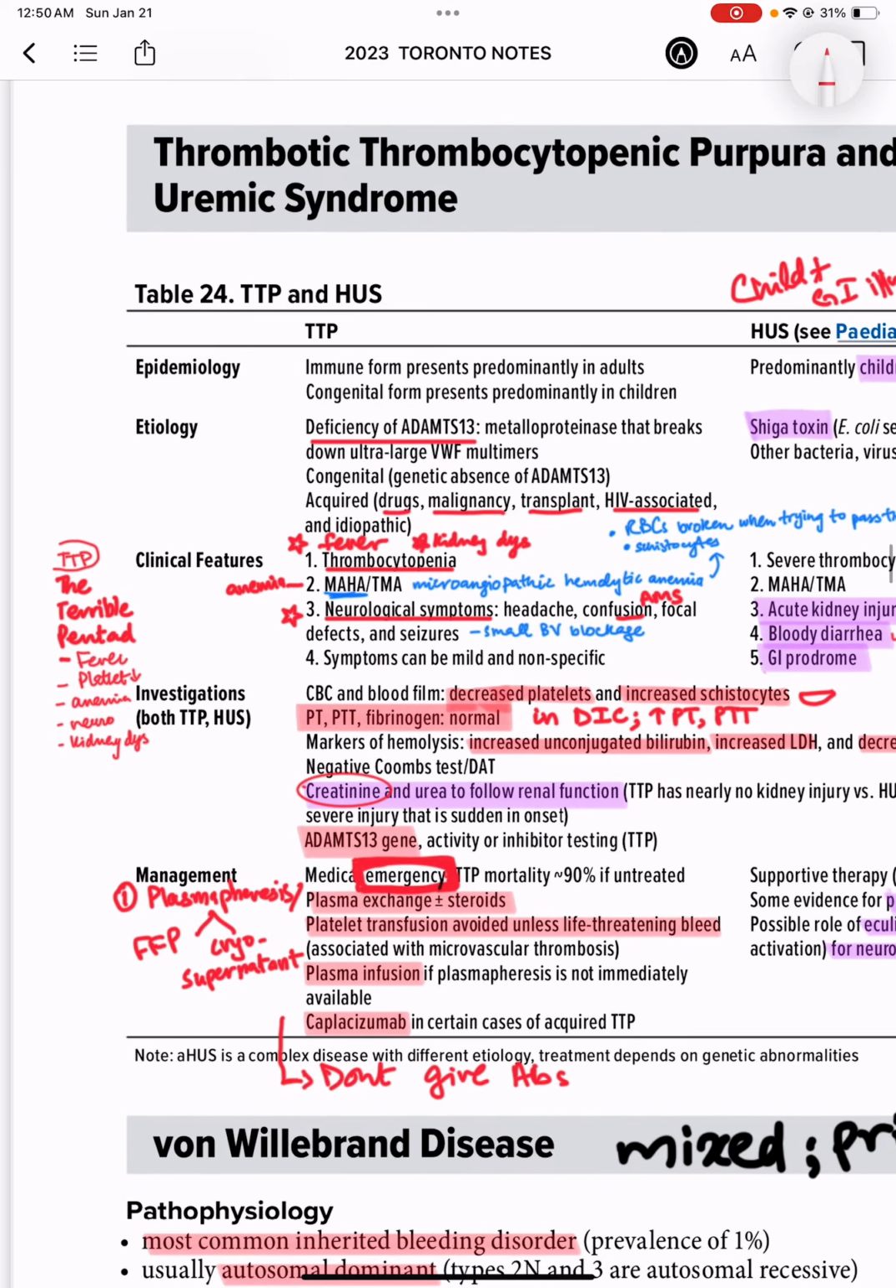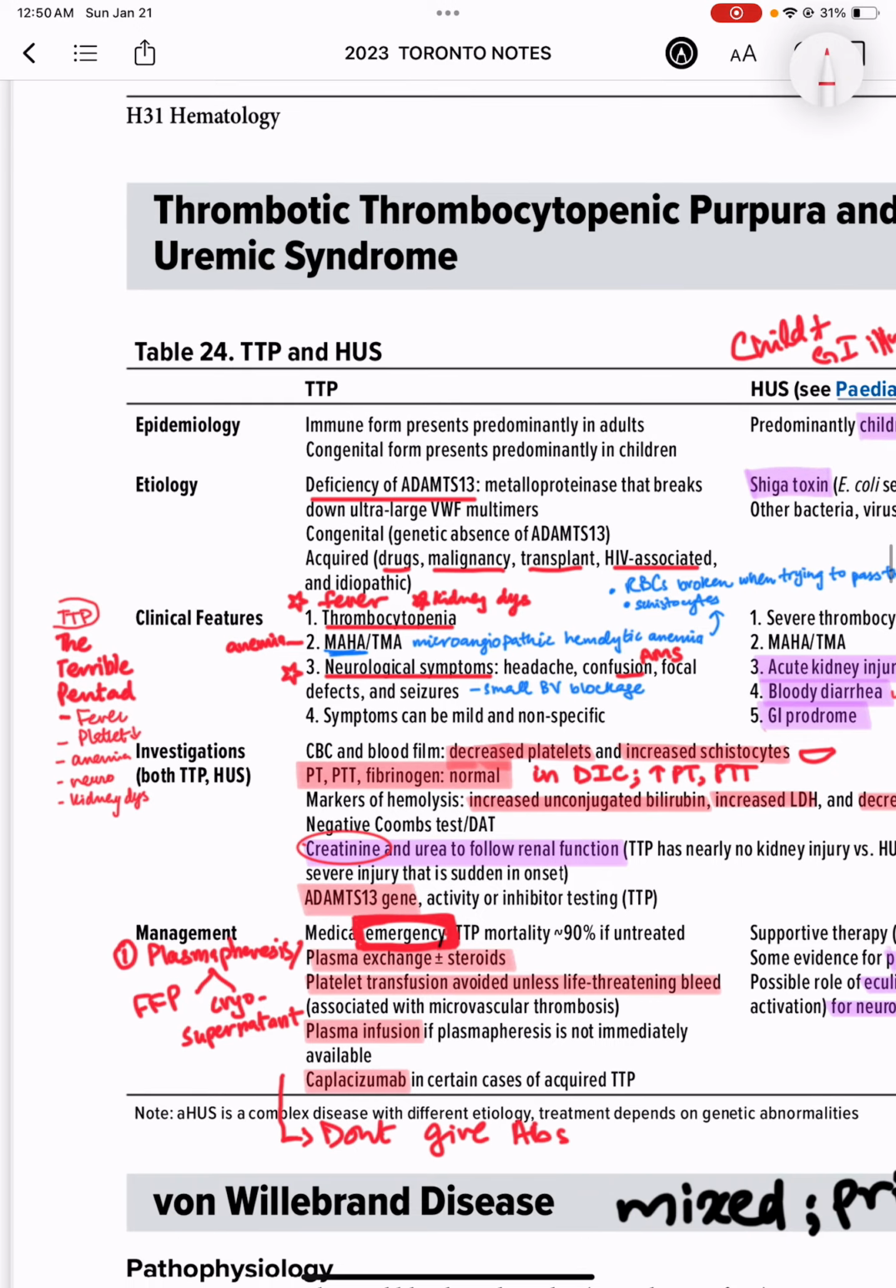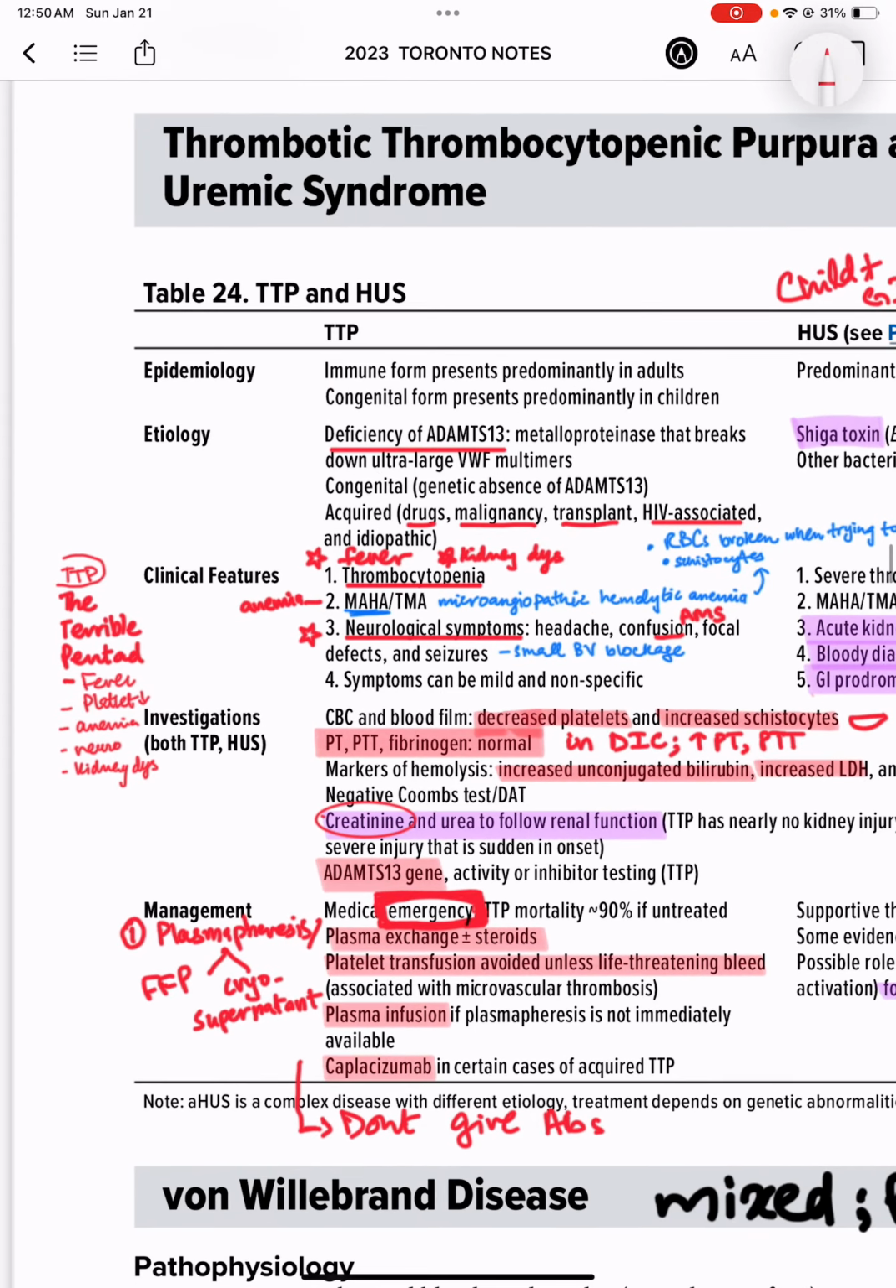And in TTP, because the small end vessels are being plagued and there's aggregation of platelets and they are being occluded, there are some neurological symptoms also, like headache, confusion, focal defects, and it could also present with seizures, because the small blood vessels are blocked. And then there's a little bit of kidney dysfunction too. It's not as profound as compared to hemolytic uremic syndrome, HUS, which we'll compare in a while, but still there is kidney dysfunction too.